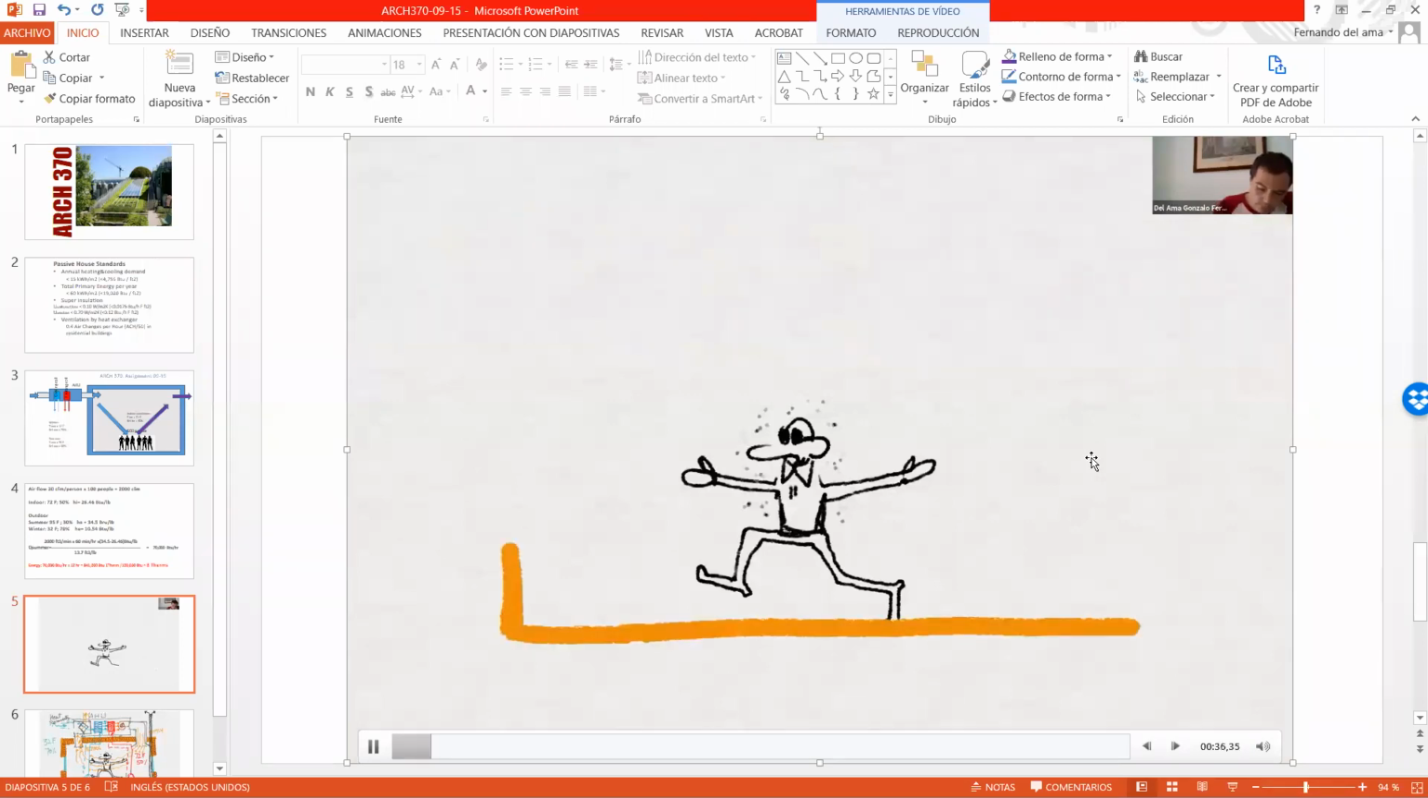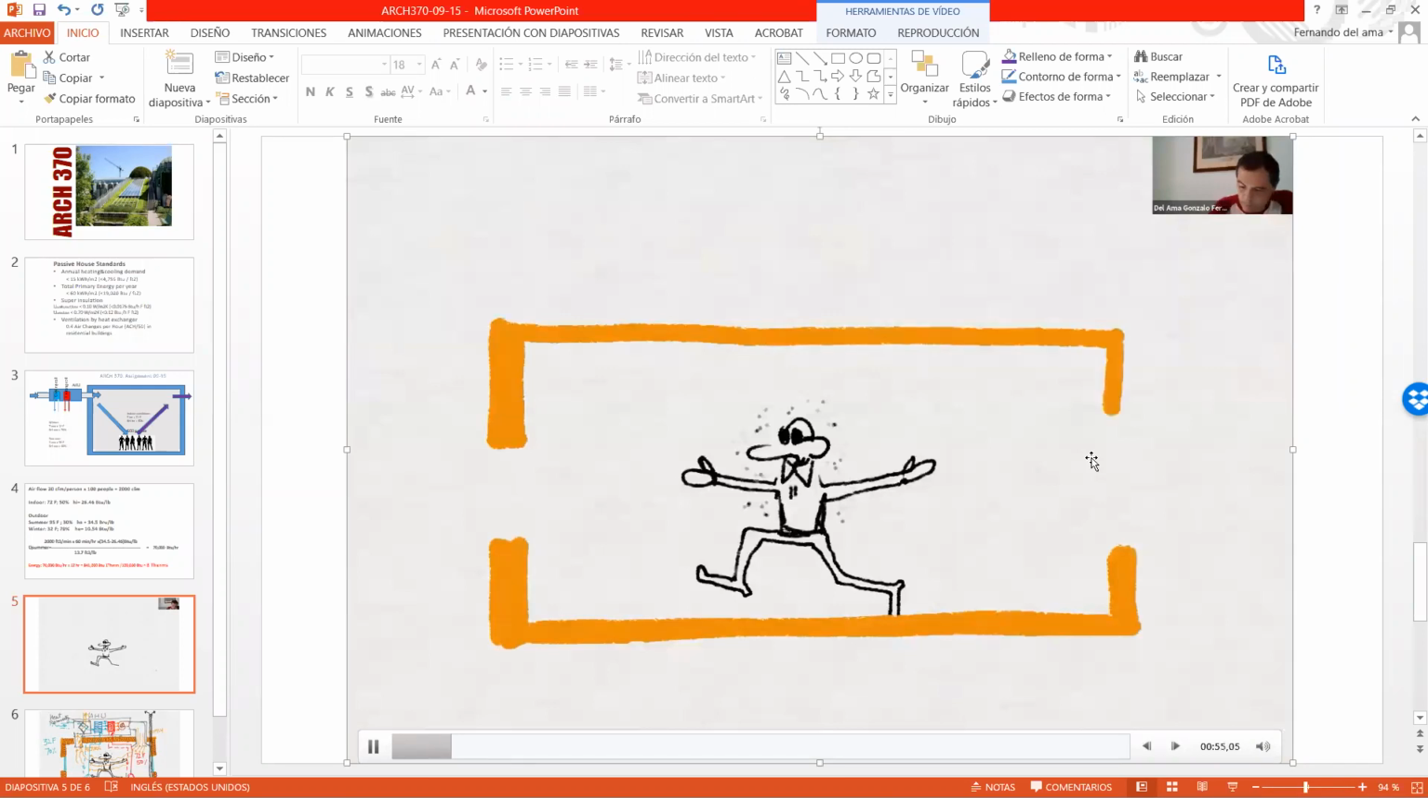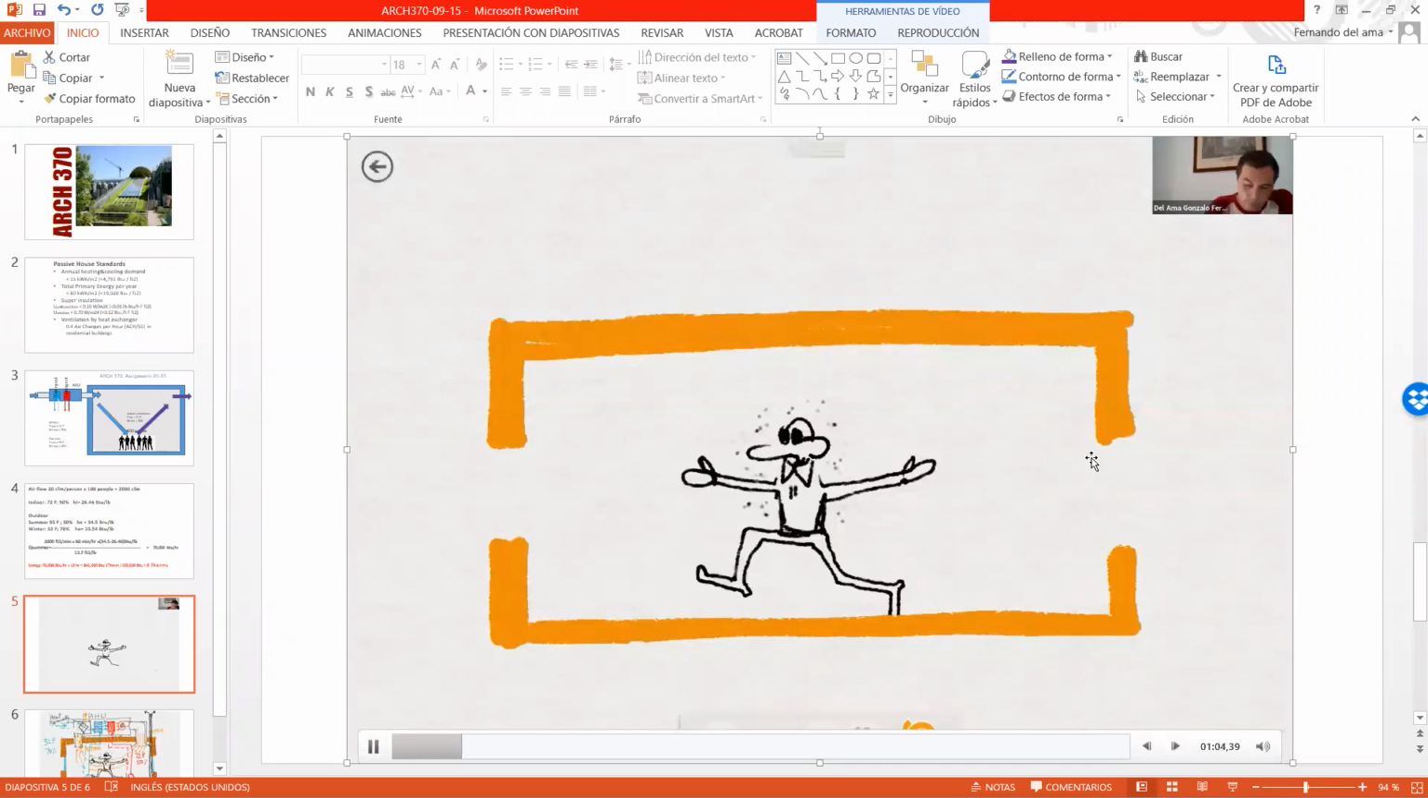So the first thing is that we need the building envelope. So we have walls, floors, roofs, windows. And the most important thing now is the thermal insulation. Okay, so this is our building design, but now we have to use thermal insulation to protect that building from the outdoor conditions in winter and summer.